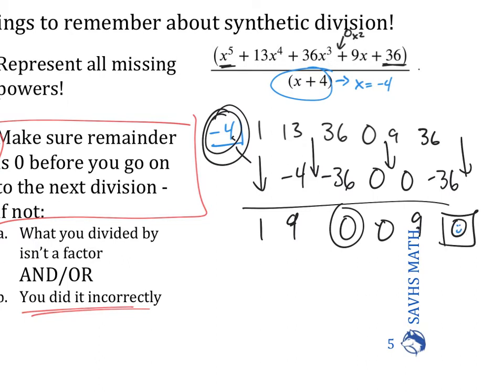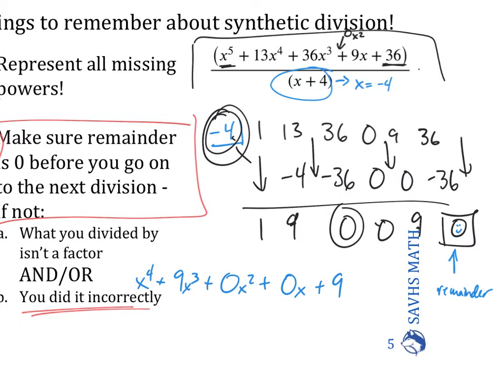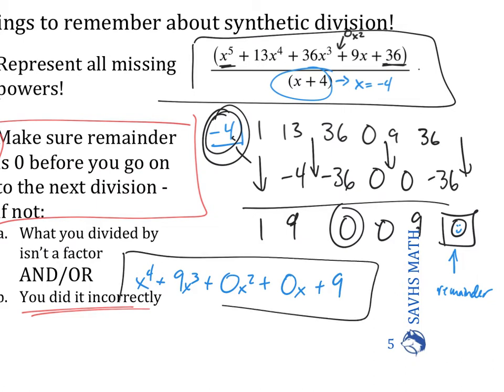Okay, so when I get remainder 0, that means that I have a factor and I am able to continue on with my problem if I was solving the equation, but this one just came out even. So this is an example of remainder 0. And my answer is 9 plus 0x plus 0x squared plus 9x cubed plus x to the 4th. And so the result of this division is this.